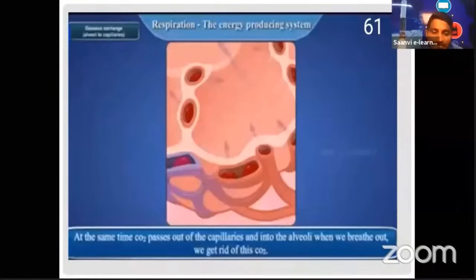At the same time, carbon dioxide passes out of the blood capillaries and into the alveoli. Where is the alveoli present? In the lung. So carbon dioxide passes out of the capillaries and into the alveoli of the lungs. When we breathe out, we get rid of this carbon dioxide. Carbon dioxide is removed from the body through exhalation.